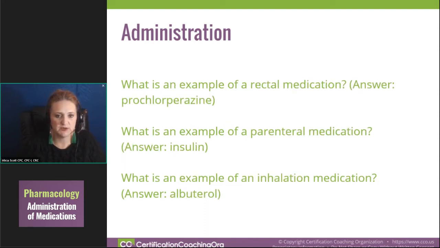Ask yourself also, what's an example of a rectal medication? Here they've got, let's see, prochlorperazine, but I use Phenergan, right, as an example. Insulin can only be used as an injection, right? And inhalation, albuterol, right? Perfect. Albuterol is a rescue inhaler for the lungs, predominantly used for asthma.